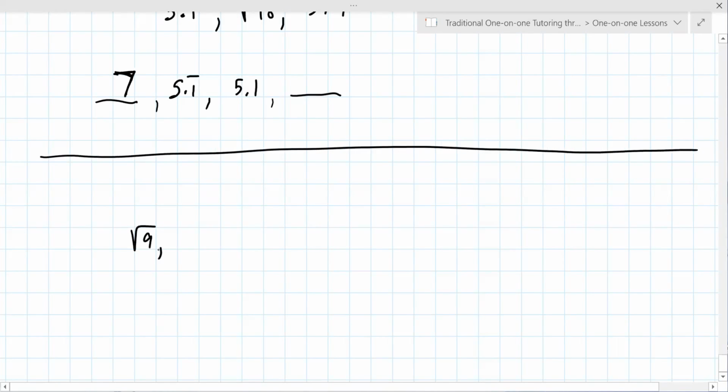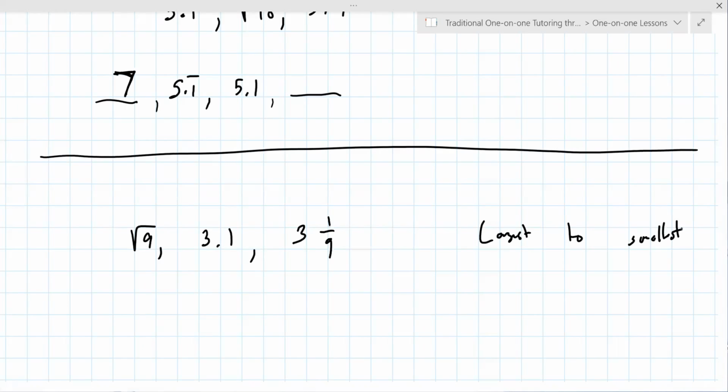Square root of 9, 3.1, 3.3, and 3 and 1/9. Let's do that one. Let's do 3 and 1/9. Okay, so put these in order from largest to smallest. Okay. The first one is 3 and 1/9. Which is the largest? 3 and 1/9. Yes. And then the second is the square root of 9.